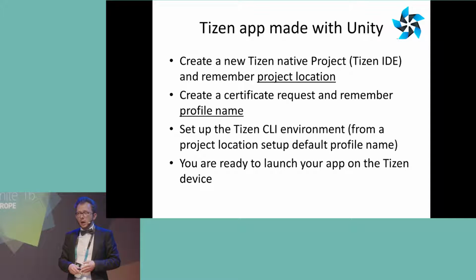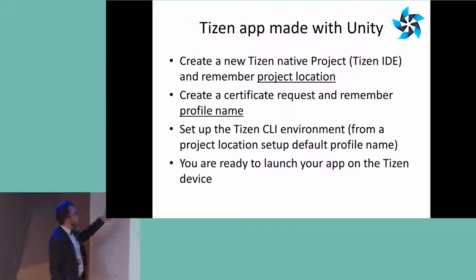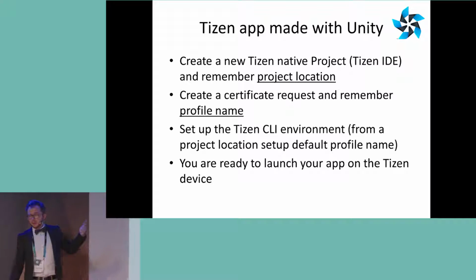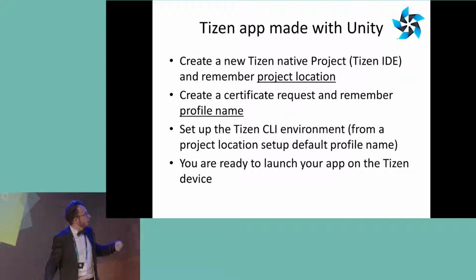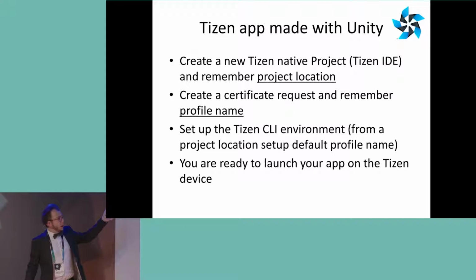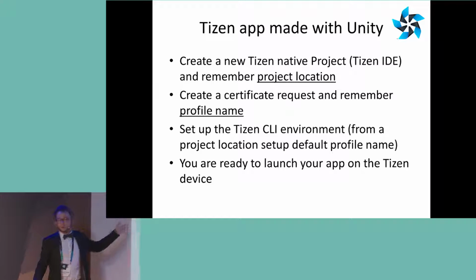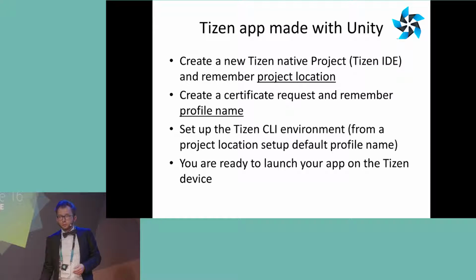Okay, so how to create an app using Unity and enabling it for Tizen. Basically, you need to follow these 4 steps: creating a project in our IDE, creating a certificate, creating a certificate request, and then you can switch to Unity 3D and set up the environment, and you are ready to launch an app on Tizen.